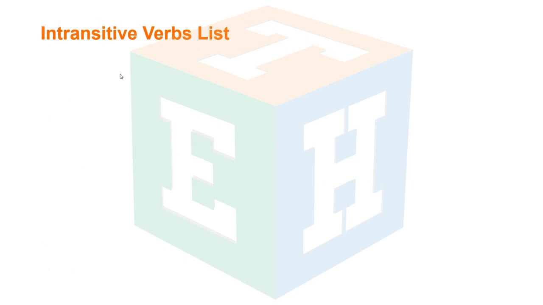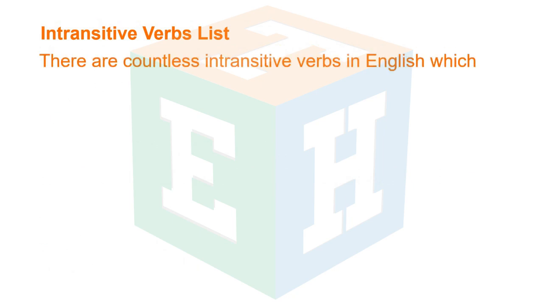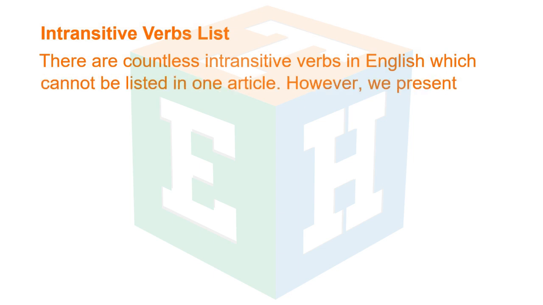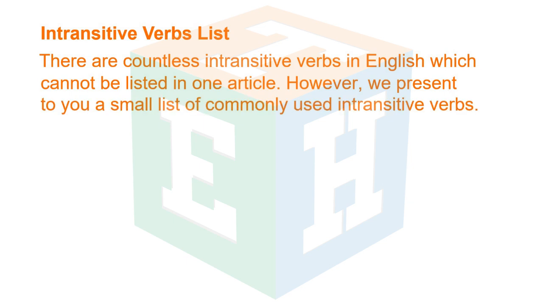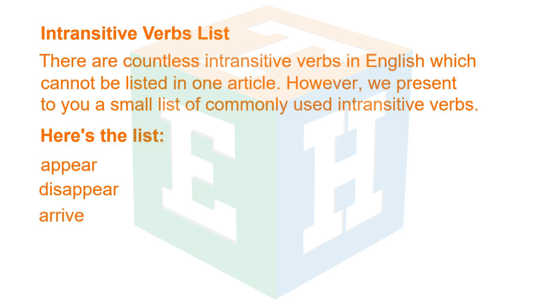Intransitive verbs list. There are countless intransitive verbs in English which cannot be listed in one article. However, we present to you a small list of commonly used intransitive verbs. Here's the list. Appear. Disappear. Arrive.